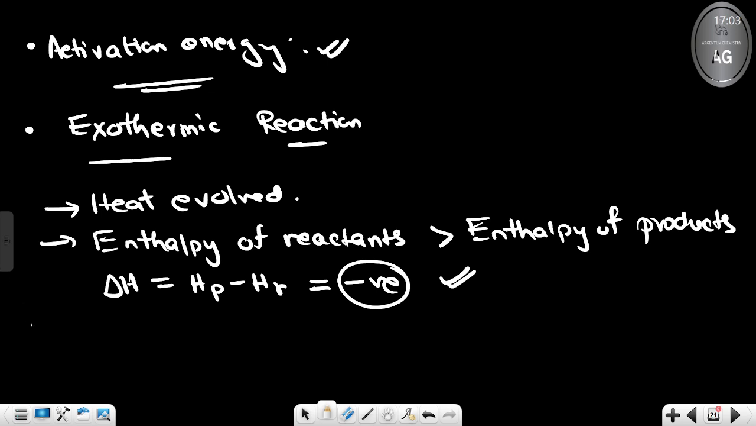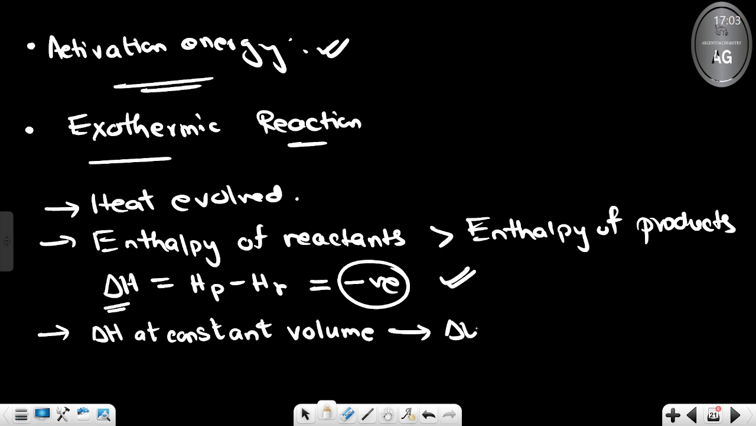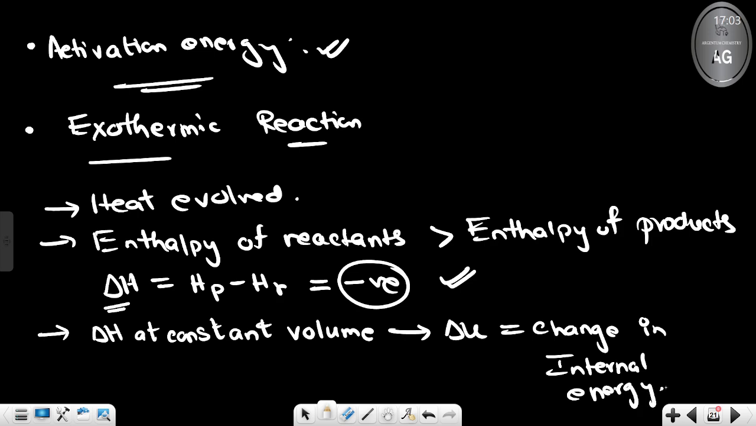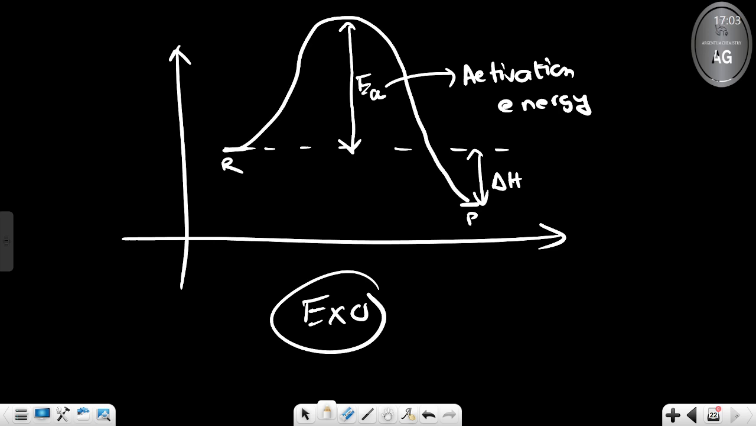One more thing, let me add over here. Delta H, that is enthalpy change at constant volume. This also you have learned in class 11 thermodynamics. Enthalpy change at constant volume is delta U, that is change in internal energy. At constant volume, if I talk about the change in enthalpy, then that is the change in internal energy. Delta U equals delta H at constant volume. Okay?